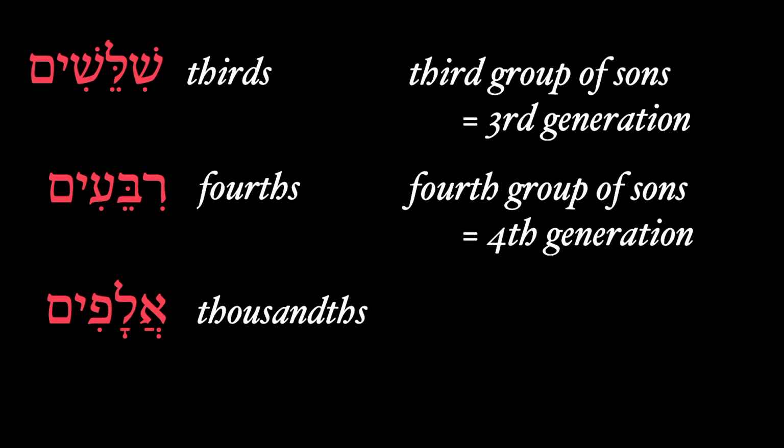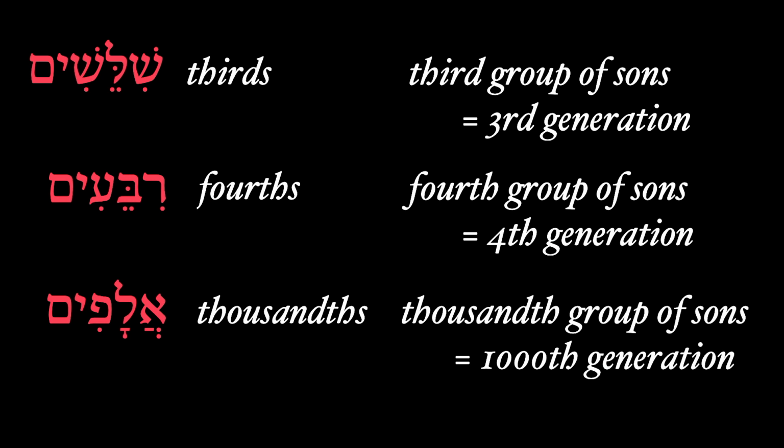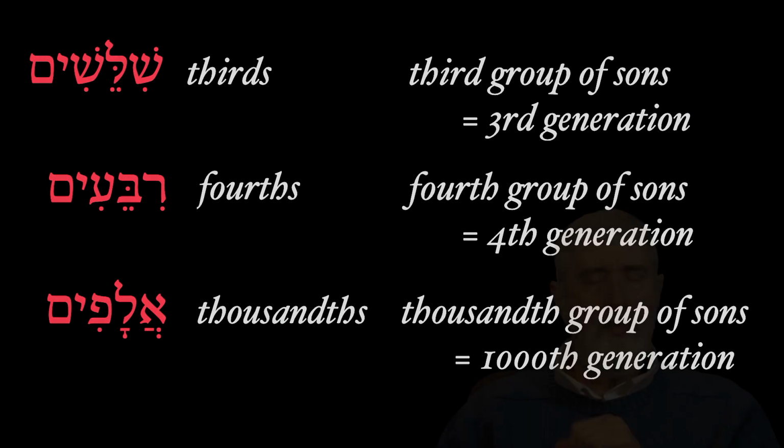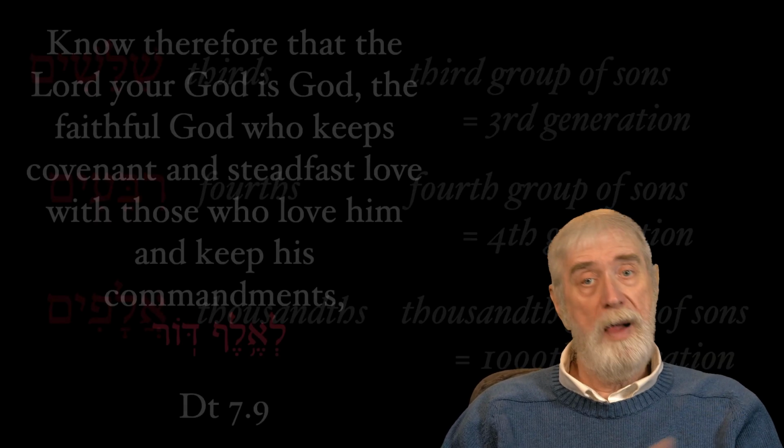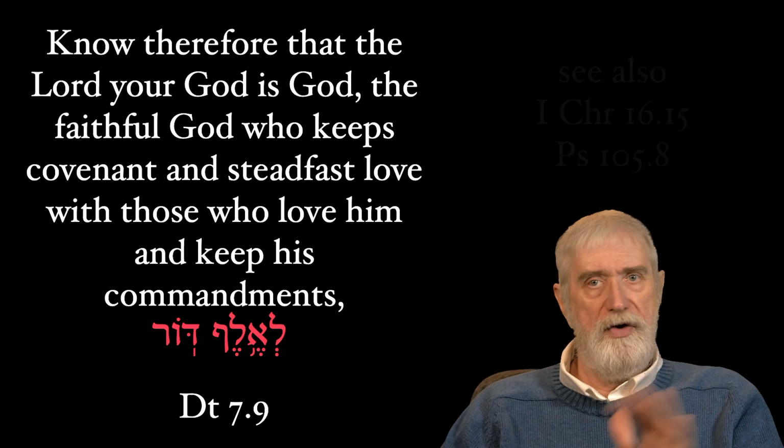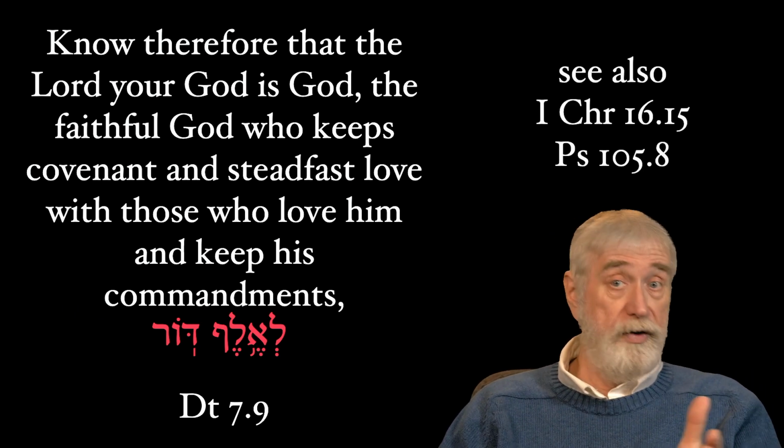And that's right. But unfortunately, most English translations miss the point when they get to the word thousands. We should read this as God will show grace to the thousandth generation. That is the thousandth group of sons of the fathers to those who love him. We know that this is the correct understanding of the passage because the same thought is expressed in slightly different words in Deuteronomy chapter 9, verse 7, in 1 Chronicles chapter 16, verse 15, and in Psalm 105, verse 8.